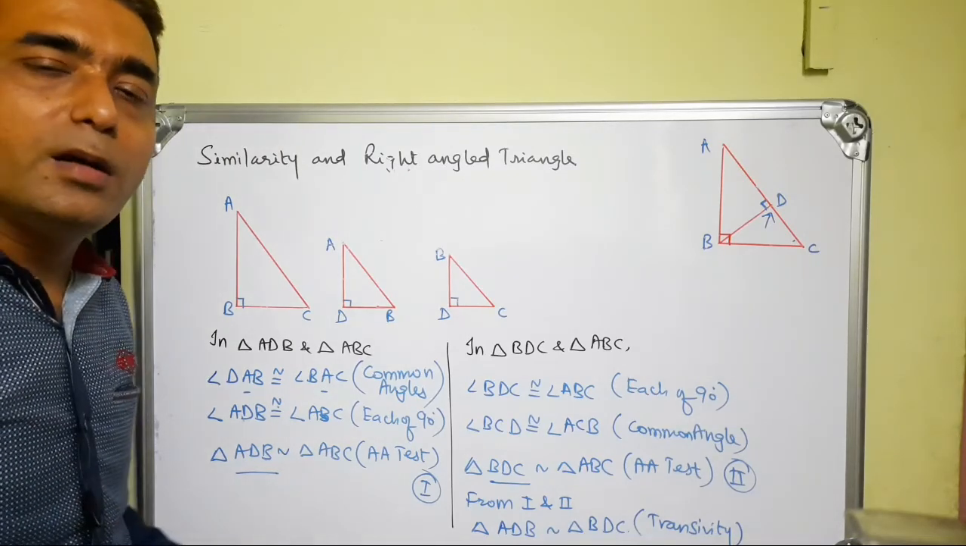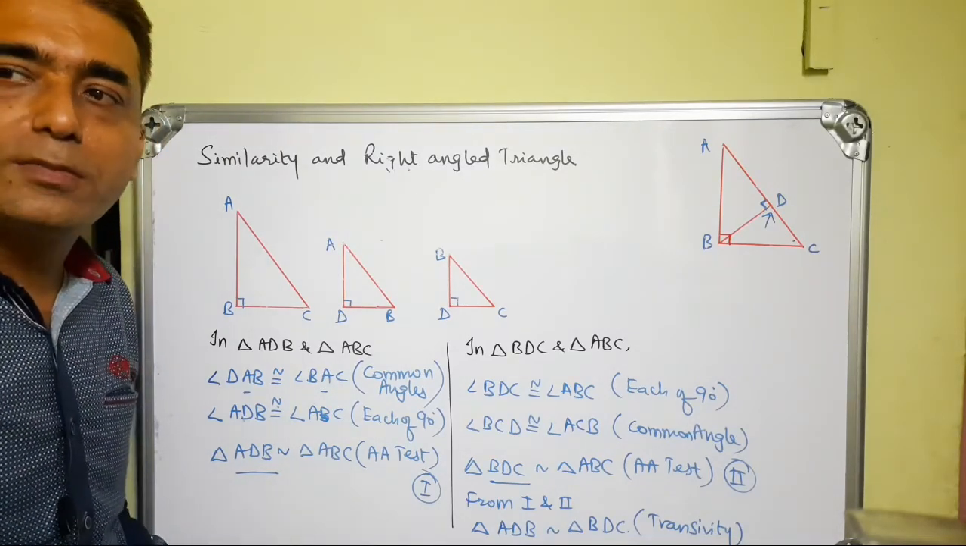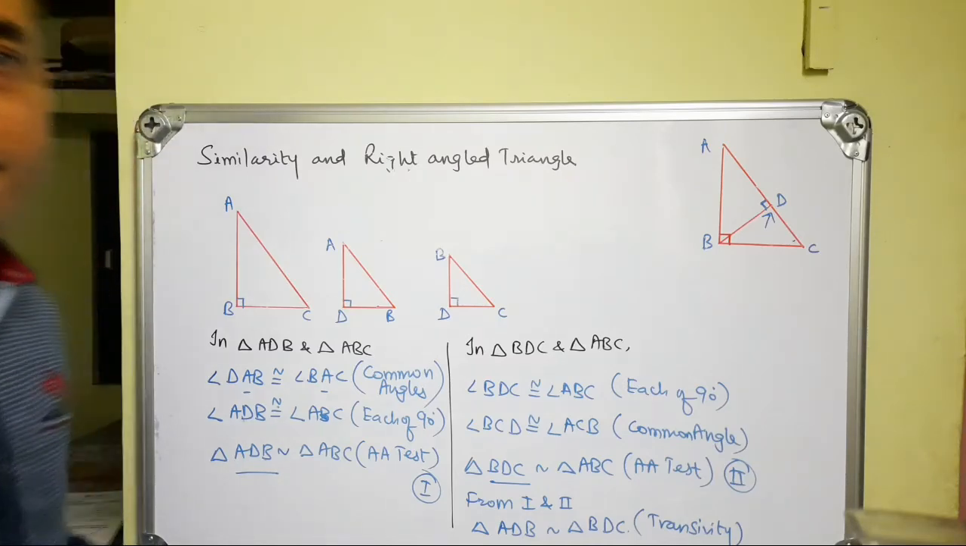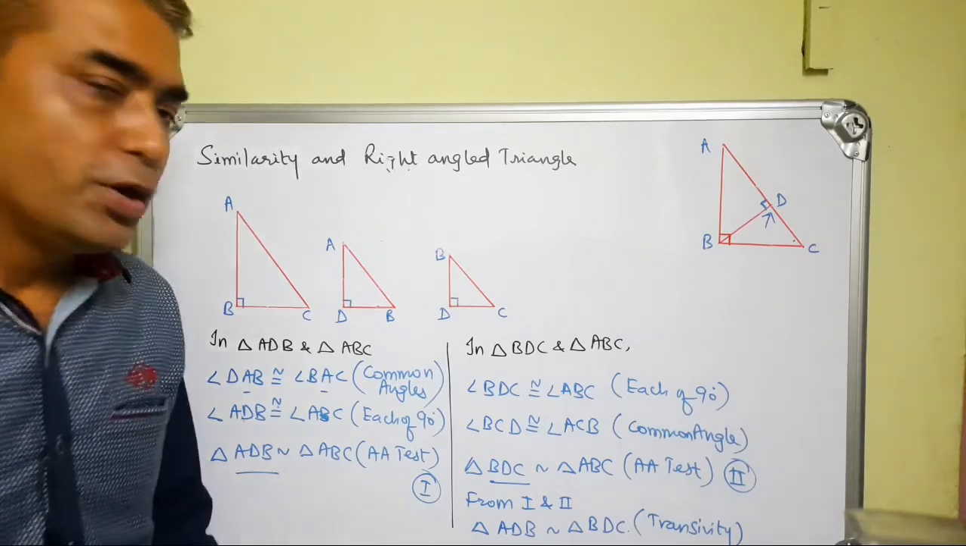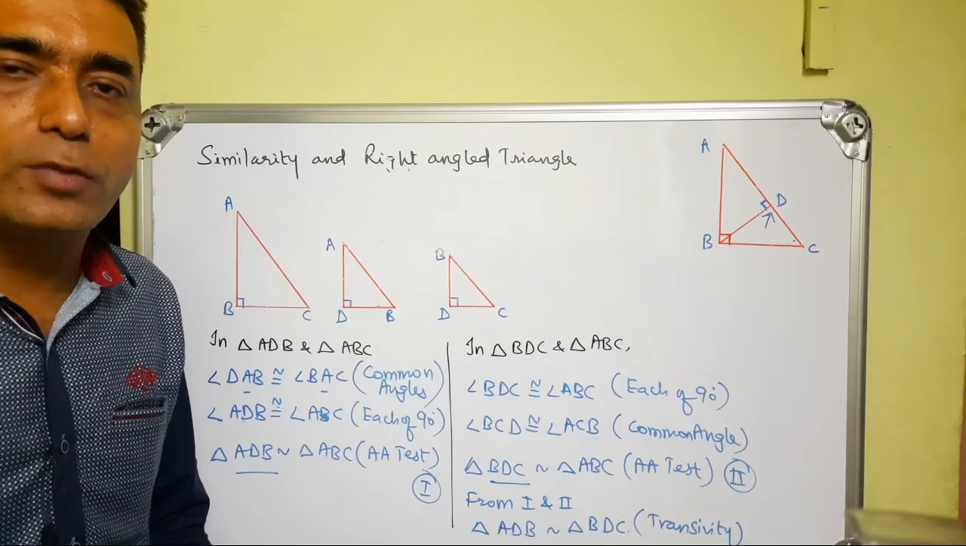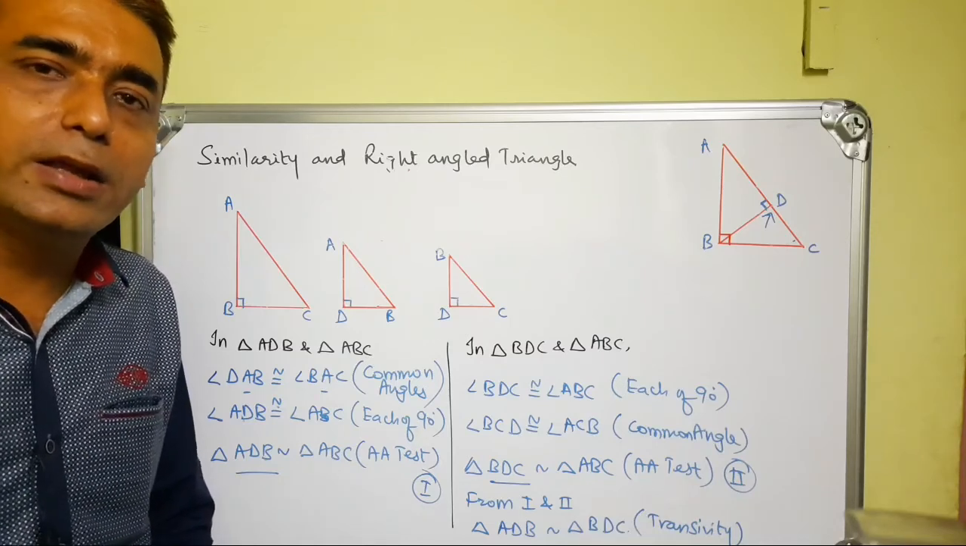Now the remaining properties and theorems: the theorem of geometric mean, Pythagoras theorem and converse of Pythagoras theorem. We will see that in the next video.